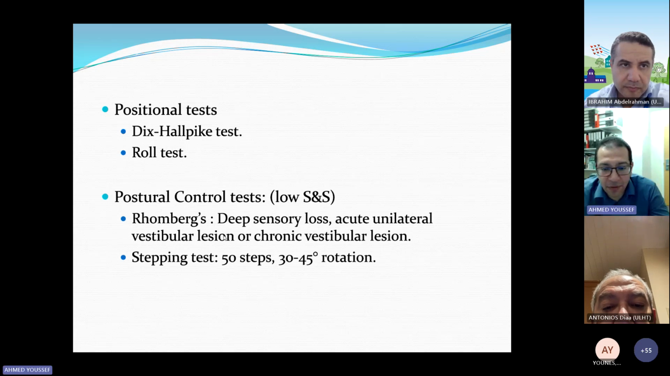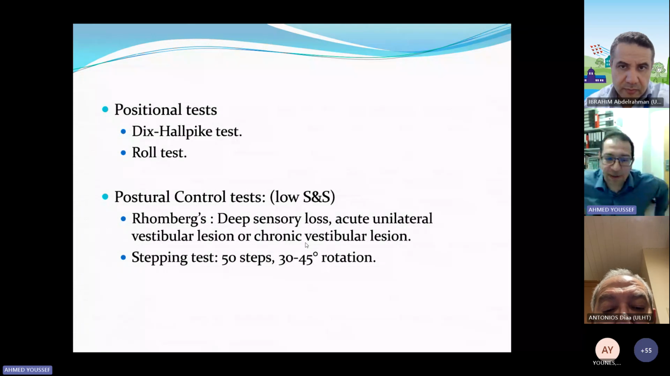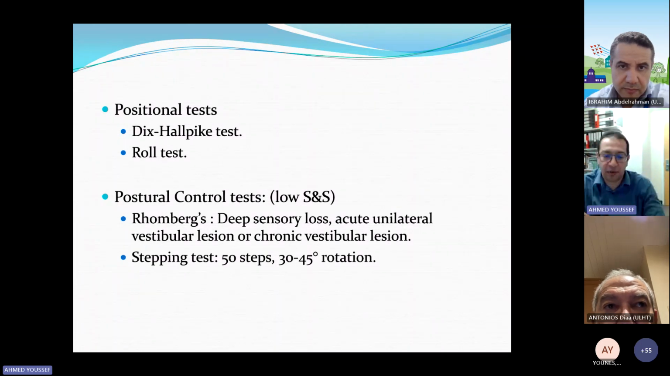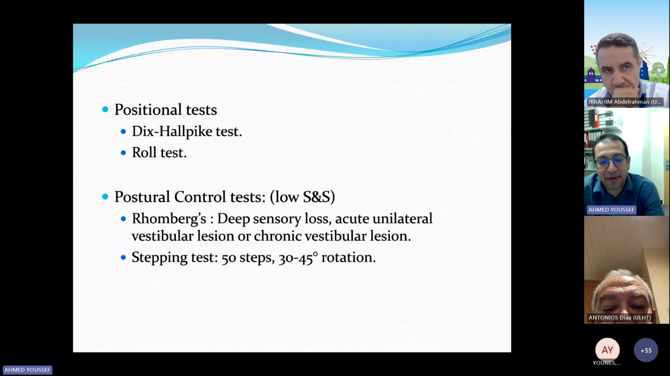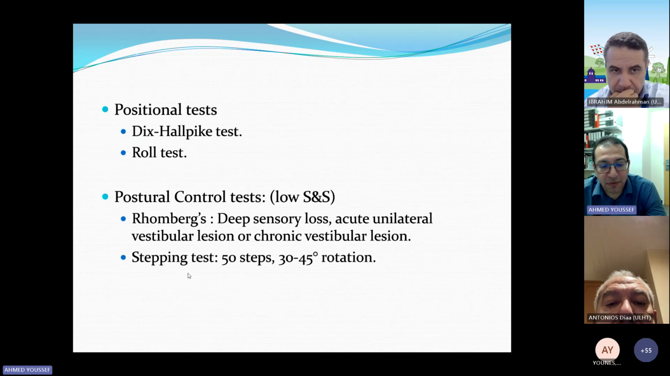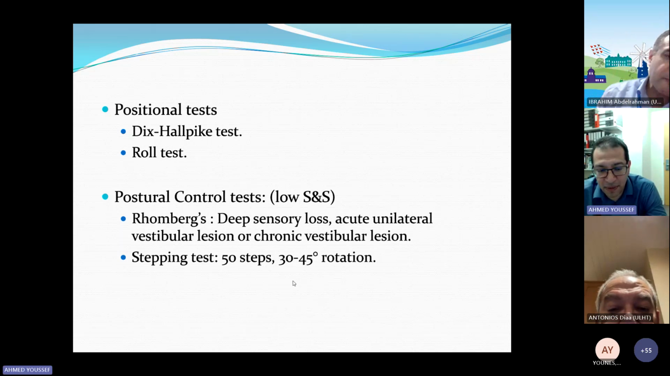The Romberg's, we all know that if it is positive, it could be deep sensory loss, it could be an acute unilateral vestibular lesion or a chronic lesion. The postural tests do not help in terms of the diagnosis, but they give you an idea about how bad things are in terms of the patient's symptoms. Again, the stepping test, whatever you call it, Unterberger's or Fukuda test, the patient takes 50 or 30 steps. If there is 30 or 45 degrees rotation, that could indicate a peripheral vestibular lesion. Most of the time the patient would deviate to the side of the lesion, but not necessarily. Sometimes they do deviate to the opposite side.